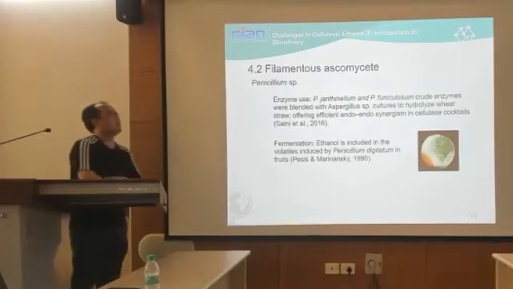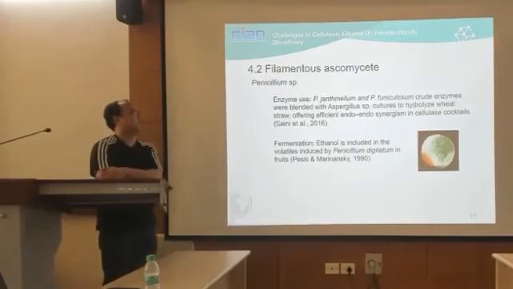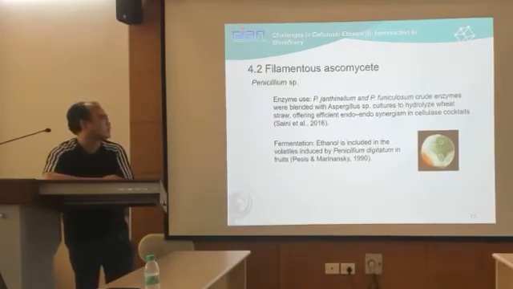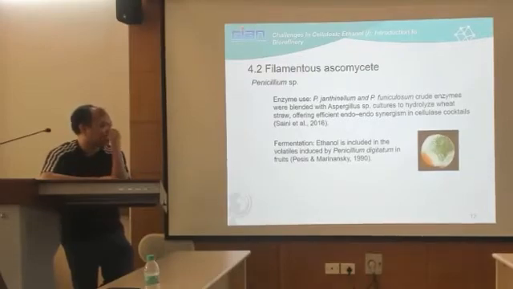The last one is penicillium. Penicillium is usually used to produce cellulase. There is very little work about using penicillium to produce ethanol. I found only one work. It's very old, and ethanol is included in the volatile products. Not only ethanol, but also others.